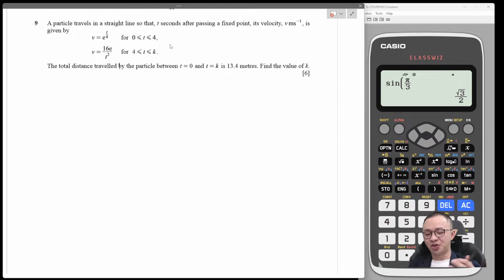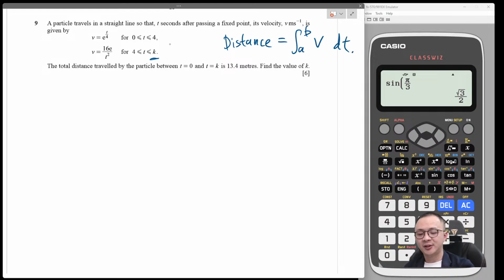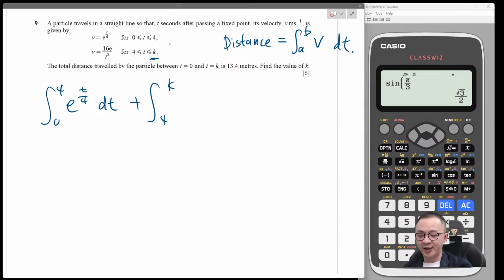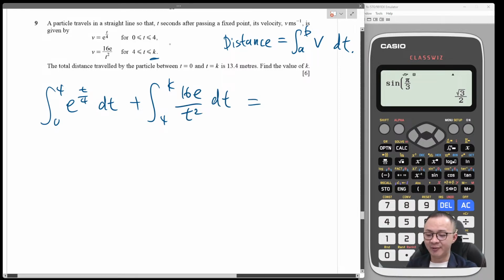Okay, so right now I assume k is bigger than 4. So what I'm doing here is, in order to find the distance, we know we have a velocity in kinematics. In order to find the distance, we actually integrate from a to b for velocity. This is how we get the distance. So for the first one, I want to integrate negative t dt from 0 to 4, plus the second one, from 4 to k, 16e over t squared dt.